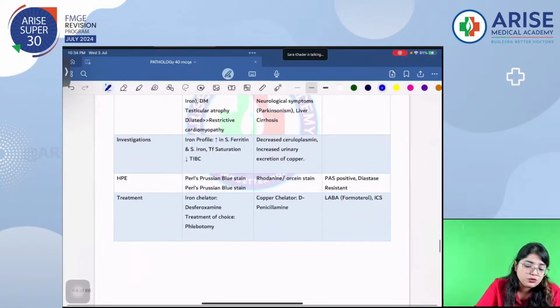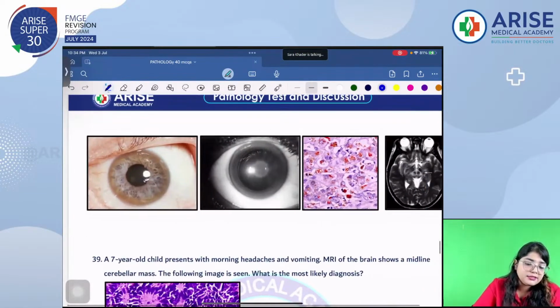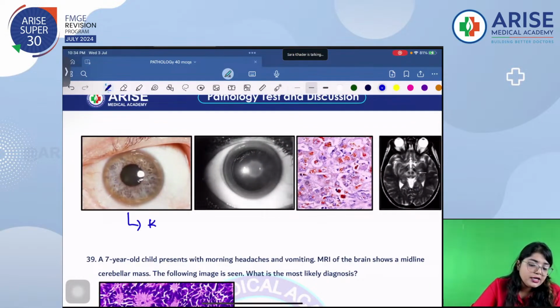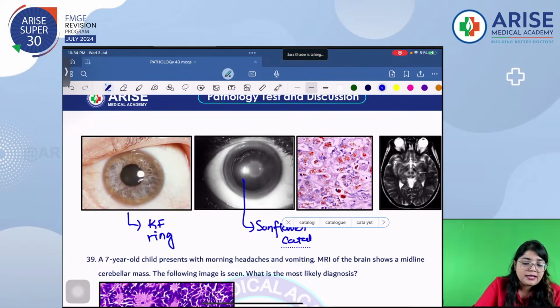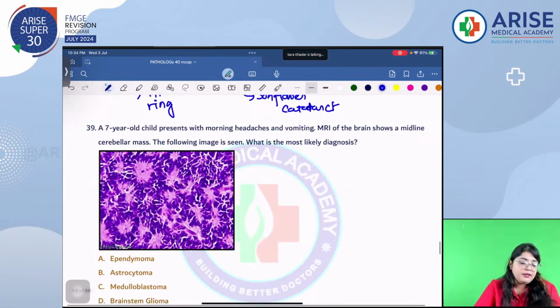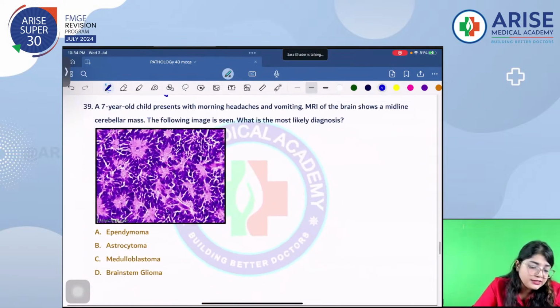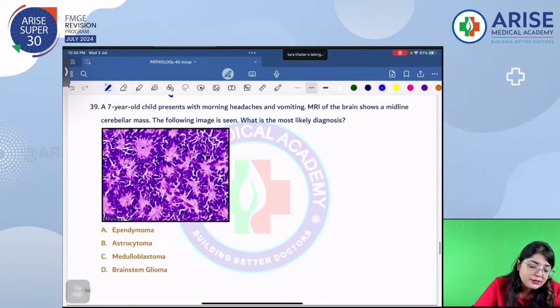So this one table, go through them. Very important. These are the features of your KF ring. Okay, KF ring in the Descemet's membrane, your sunflower cataract, and the panda sign. Okay, all these are seen in Wilson's disease.